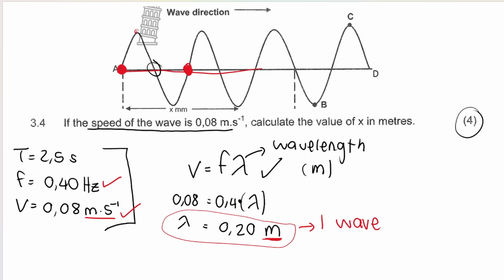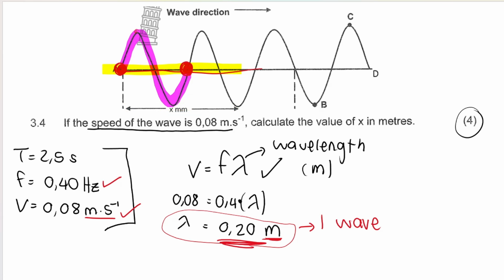Take note that this point is not in phase with this point. I know they're both on the equilibrium line, but this one is just before a crest and this one's just after a crest. So the two red dots are points in phase. And if I join up those 2 points in phase, I get one wave. So that's one wave. Remember, that purple is one wave. So the distance between there and there, that is 0.2 meters. But that's not what the question asked for. It didn't ask for the distance between the two red dots. It asked for this distance x.